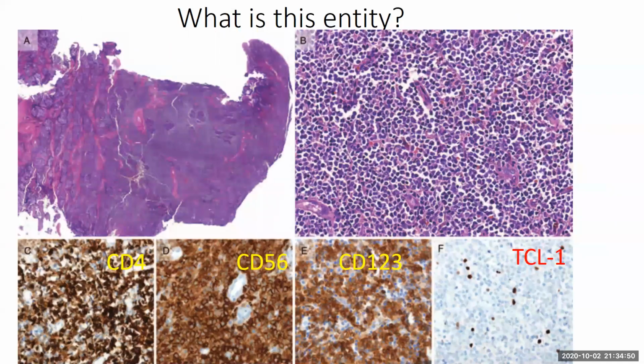Okay, what is this entity? This is something that can occur in the skin. It's also associated with some other hemepath malignancies. You have sheets of blasty looking cells that are classically described as positive for 1, 2, 3, 4, 5, and 6.